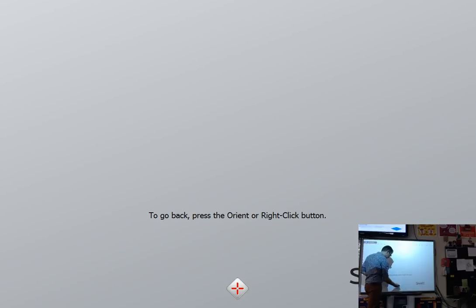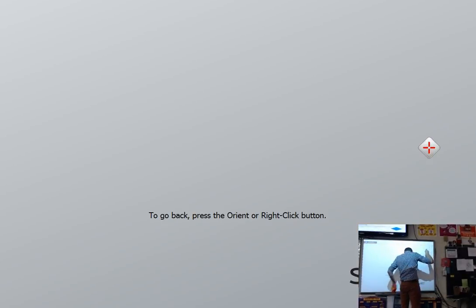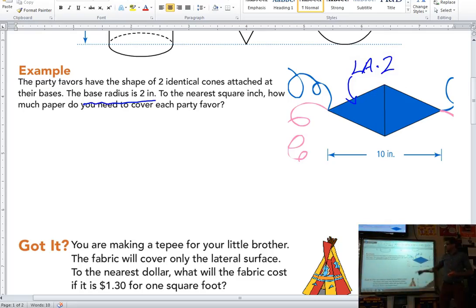Does the distance across the bottom of the hat equal 2? What's your question? Like, does that mean the bottom of the hat is 2? No, that's the base radius. So the bottom of the hat all the way across would be 4, because the base radius is 2.